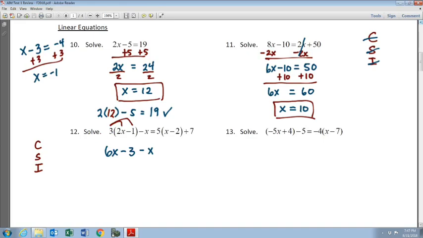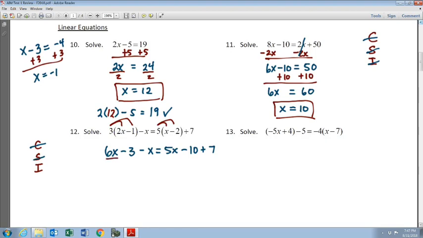On the other side, we also need to distribute. We're going to get 5 times x, which is 5x, and 5 times negative 2 is negative 10, so we'll write minus 10. And again, this 7 here is totally separate. We're just going to bring that down. Now, we got rid of the parentheses, but we still have some simplifying to do. So again, with the CSI, we didn't have any fractions to clear, but we are simplifying here. We're not quite done yet.